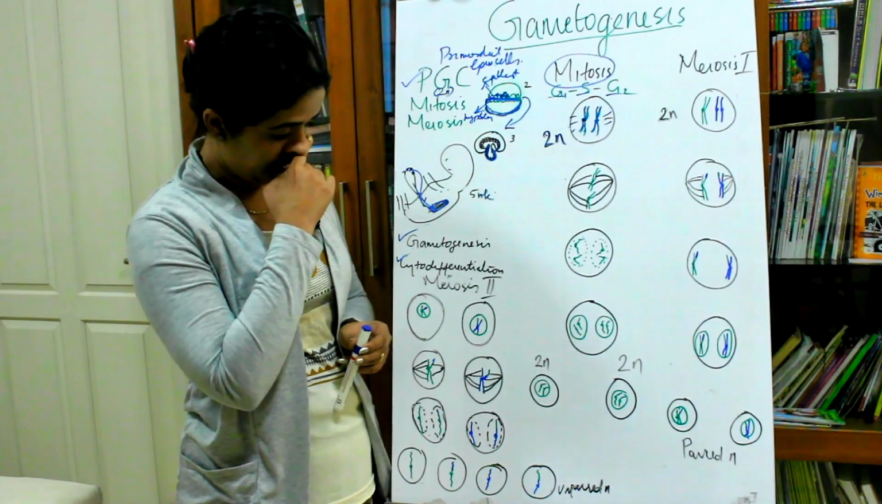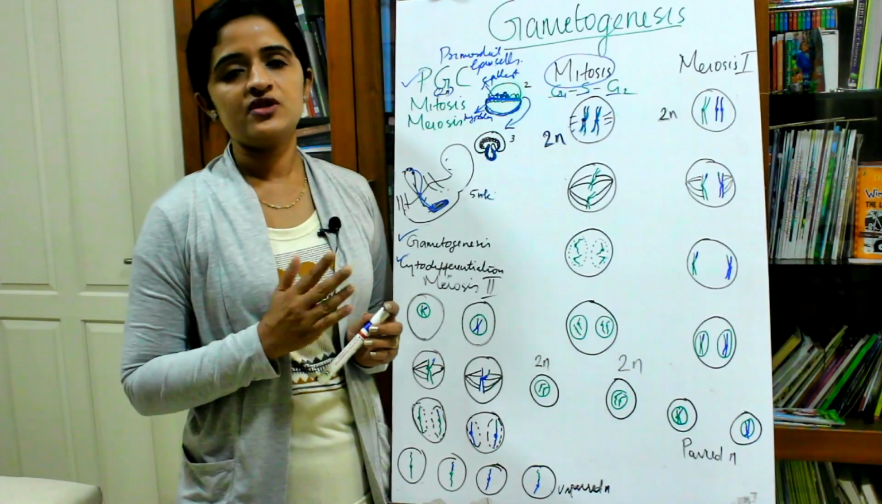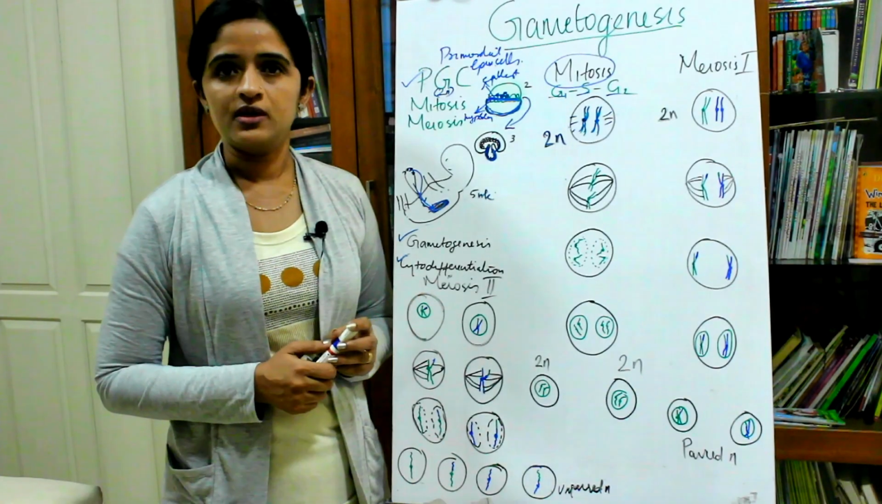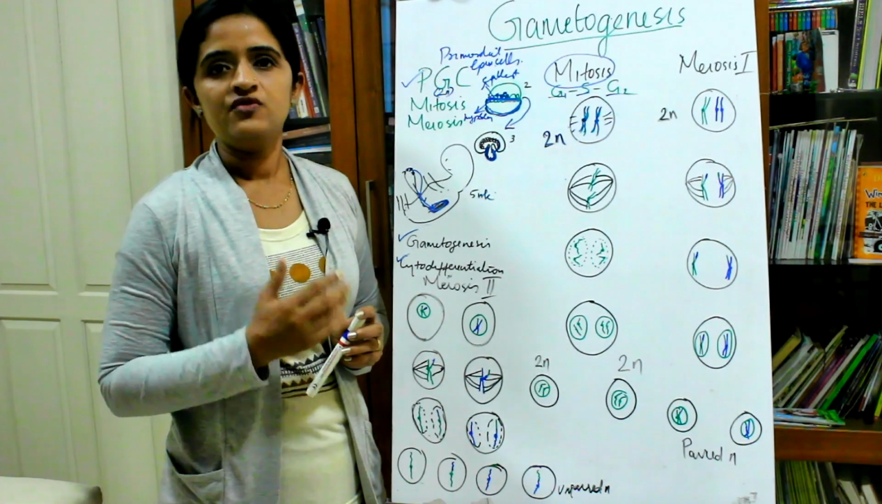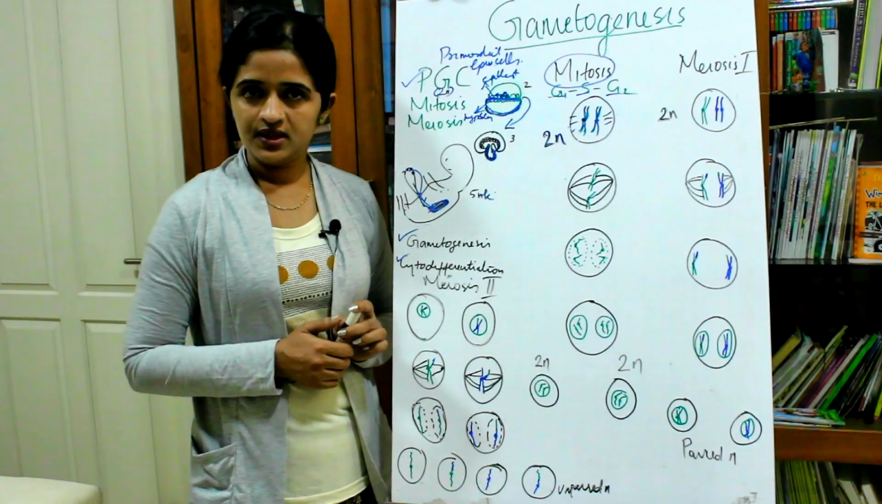And what is the next process? The next process is known as cytodifferentiation. Cytodifferentiation is a process by which the gametes become mature enough for the fertilization process. The details of gametogenesis I will deal with in the next session.